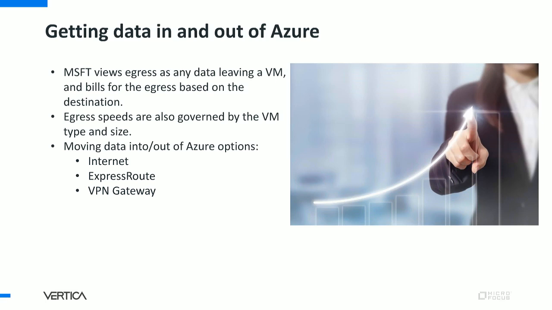The Express Route offers multiple tiers of performance that are based on a flat charge for inbound data and a metered charge for outbound data. And of course, you can still access these via the internet and securely through a VPN gateway.